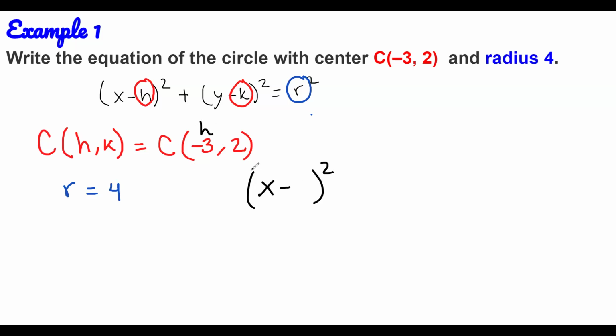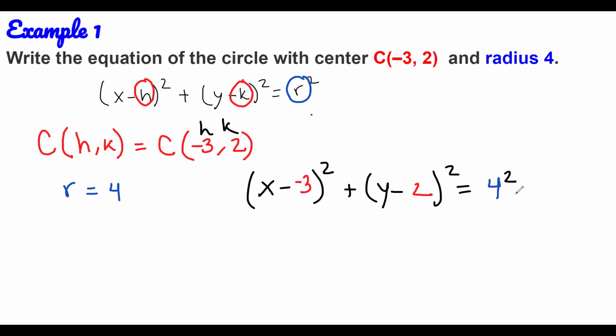I'm circling it. -3. So I'm going to write -3 in my equation, plus y minus my k component of my beautiful center, which is what? 2. There you go. Let me go ahead and write that down. And squared equals my radius to the power of 2. So I'm going to write radius, which is r, which is 4, to the power of 2.